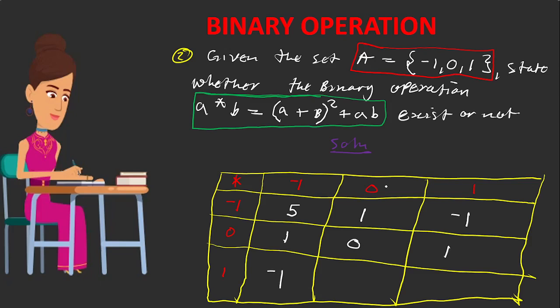If you put 1 and 0, you put 1 plus 0, it is 1 squared 1, so there it will simply be 1. If you put 1 and 1, 1 plus 1, it is simply 2, and then plus 1 times 1, so here it will be 5.